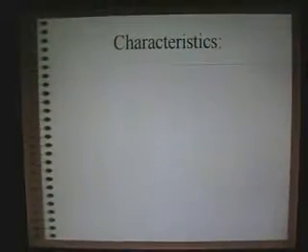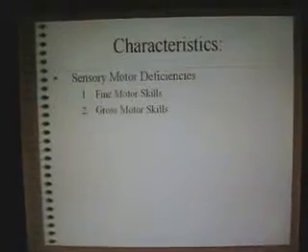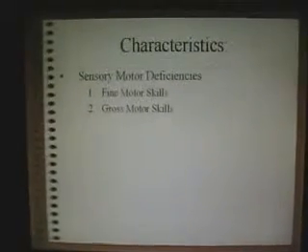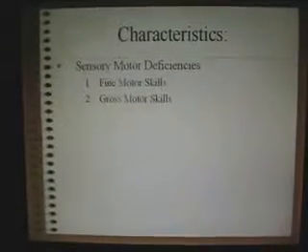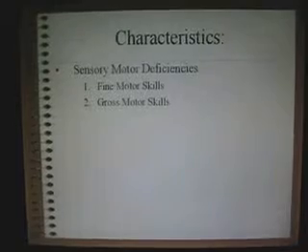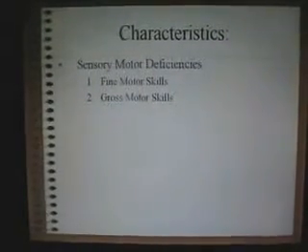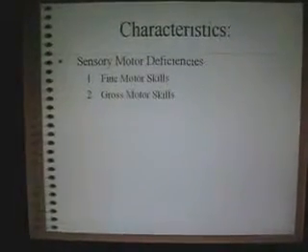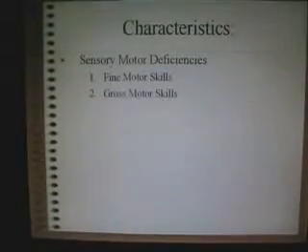Some characteristics of autism are sensory motor deficiencies, such as in the fine motor skills and the gross motor skills. Some examples of fine motor skills deficiencies are that some children may exhibit difficulty with pencil grasp. They may exhibit poor formation of letters, shapes, and numbers. Difficulty manipulating objects with their hands, and difficulty with spatial awareness.